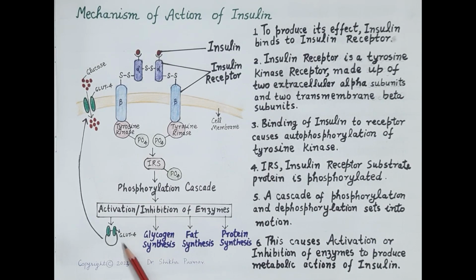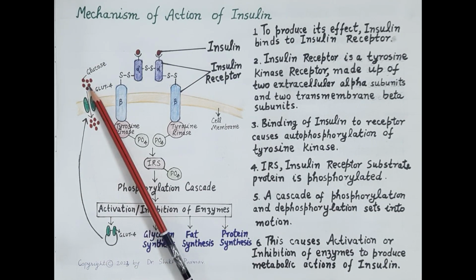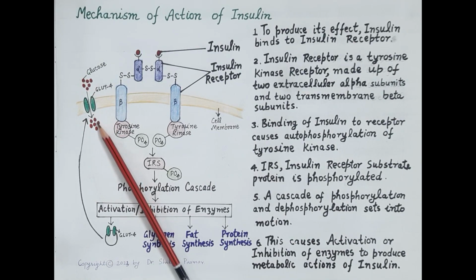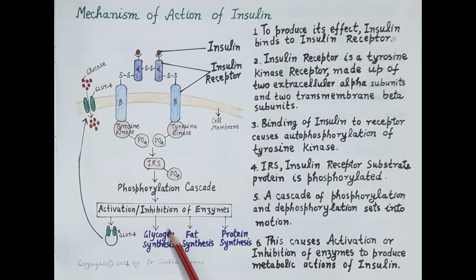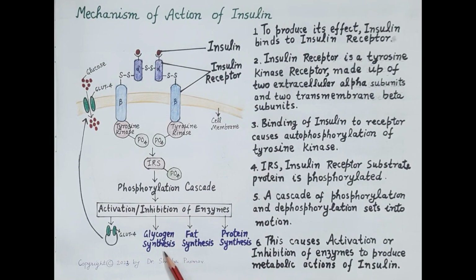Now, insulin transports GLUT4, that is glucose transporter 4, from the cytoplasm to the cell membrane. Now, this increases transportation of glucose from the blood to the muscle and adipose tissue. Now, insulin also facilitates synthesis of glycogen from the glucose. This glycogen is stored in the liver and muscles. Insulin also mediates synthesis of fats and protein. Now, glycogen, fats and proteins are the storage form of energy.